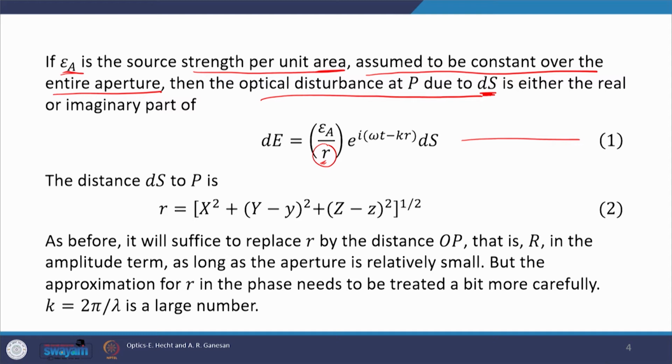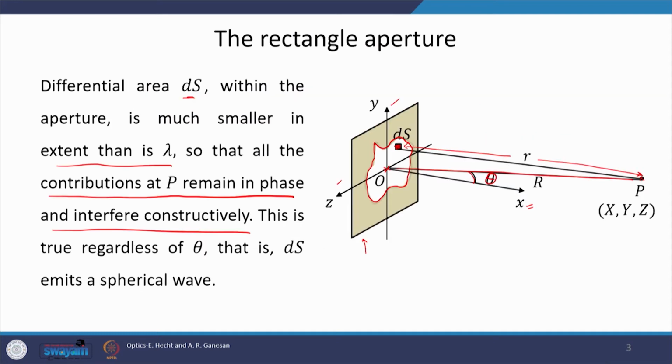Let us go back to the figure. Now, you see here O is the origin and our coordinate system x, y, z passes through this origin, of course, and the coordinate of point P is capital X, capital Y, capital Z.